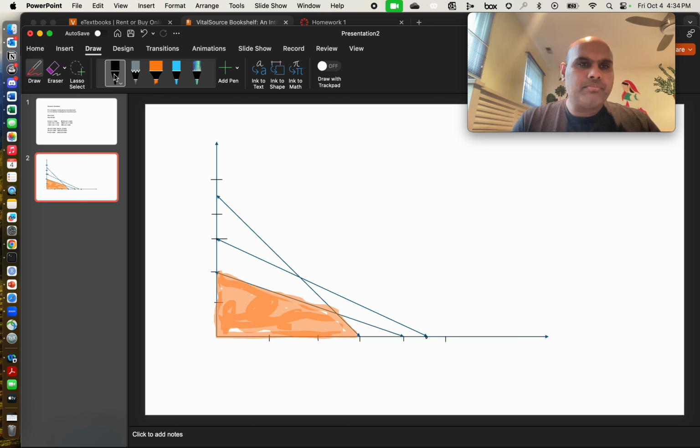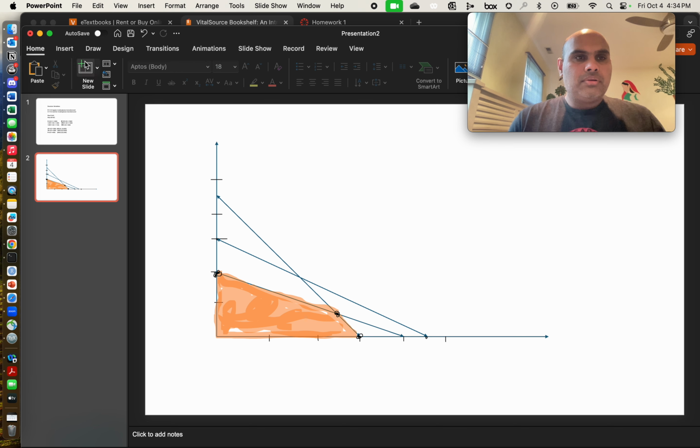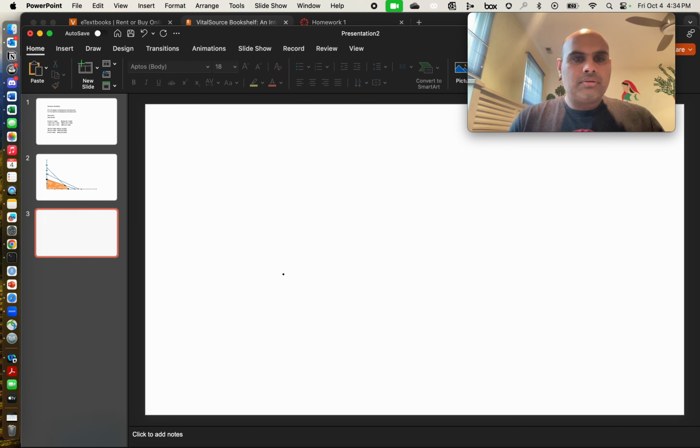So with that in mind, our endpoints will now be this point here, this point here, and this point here, right? So let's find these three, and then we are good. So this point is pretty straightforward. That is 400, 0. So our endpoints, one of them is 400, 0. So you know what? Let's insert a new slide.